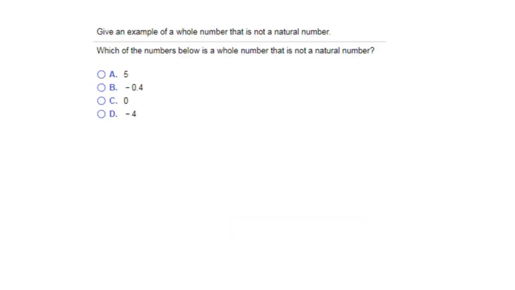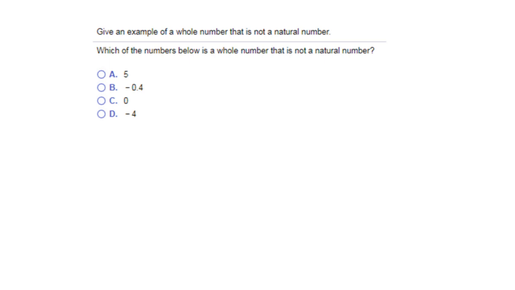Give an example of a whole number that is not a natural number. So I want you to think about that for a second. A whole number that is not a natural number. And then the question it asks, which of the following numbers below is a whole number that is not a natural number? So let's do a little review here.